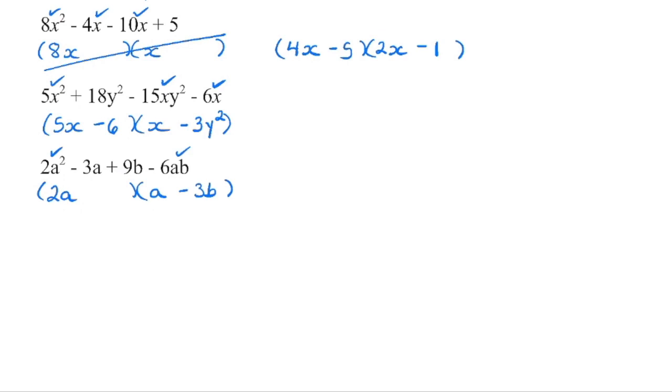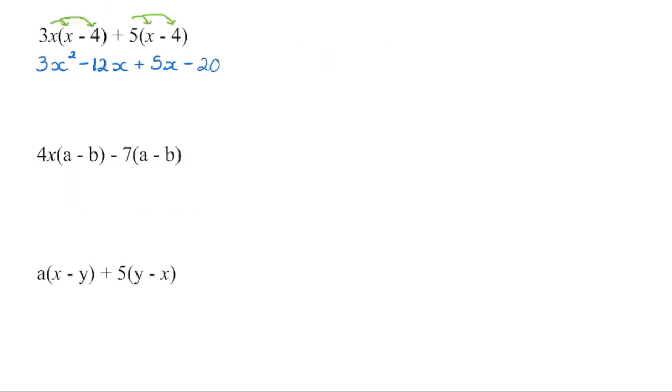Now the inside, a times what will give us one of those remaining terms? Well, this is the only one with an a, so let's go ahead and put in the negative 3, and then check, is negative 3 times negative 3b going to get us that positive 9b term? And then quickly FOIL, 2a squared minus 6ab minus 3a plus 9b. We did it.